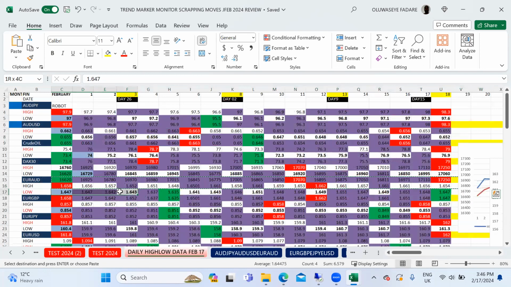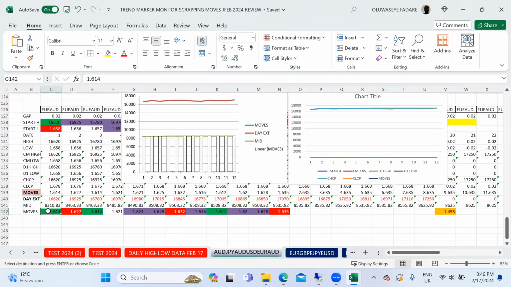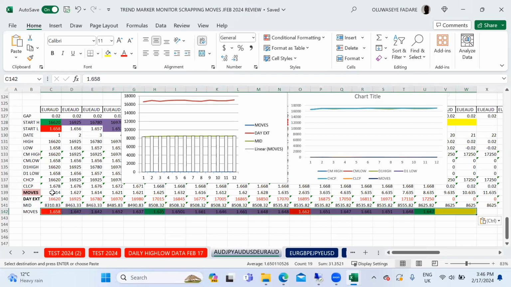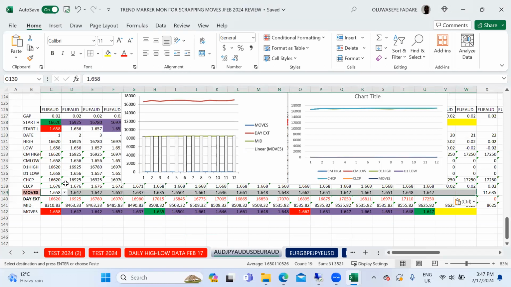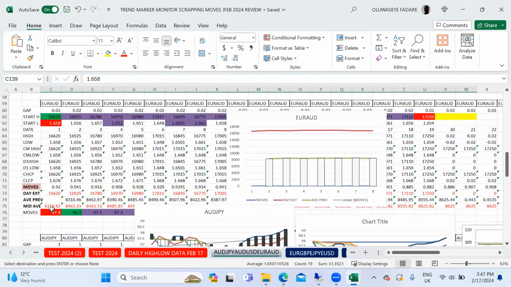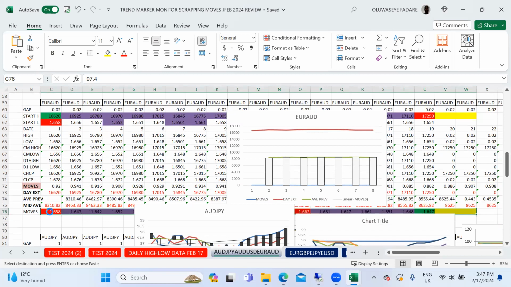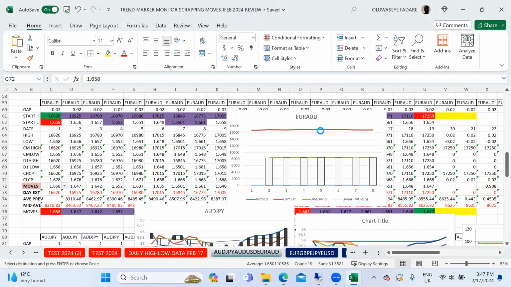Now we'll go and copy the moves as we have completed. Like I said, this is the move line, as you can see here. So we are going to copy the move line as well. We come here, we paste the move line in real time, and then we paste it to as figures. Then we go back up again to get the information, Euro AUD. Same thing here, we paste the move line as it is there, and then we paste it here as well as figures. Okay, so that's it.